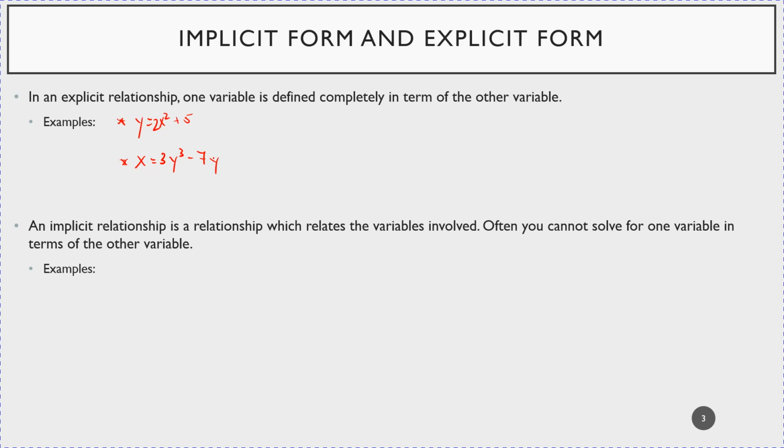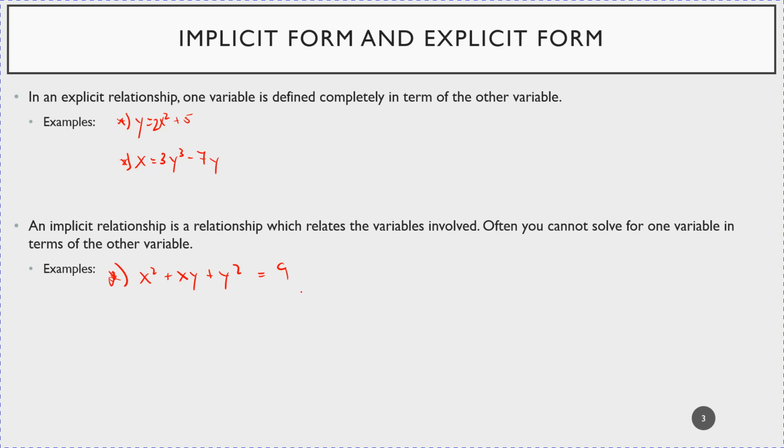Now, what's slightly different here is this thing called an implicit relationship. An implicit relationship is a relationship which relates the variables involved. So it's some type of equation that involves both variables. Often, not every time, but often you cannot solve for one variable in terms of the other when you have an implicit relationship. Let me show you one, something like x squared plus xy plus y squared is equal to 9. There's a relationship that exists between the variables x and y, defined by this equation. But the problem is you can't solve for one of the variables in terms of the other.